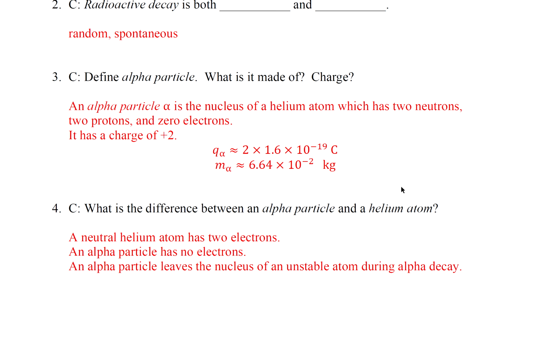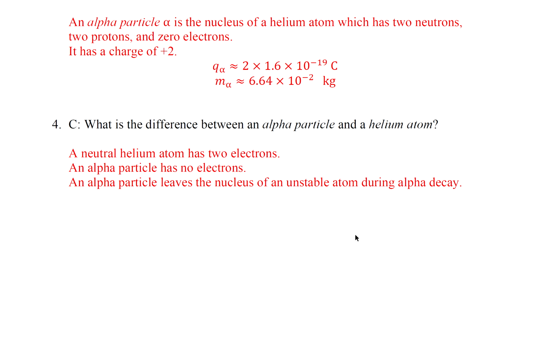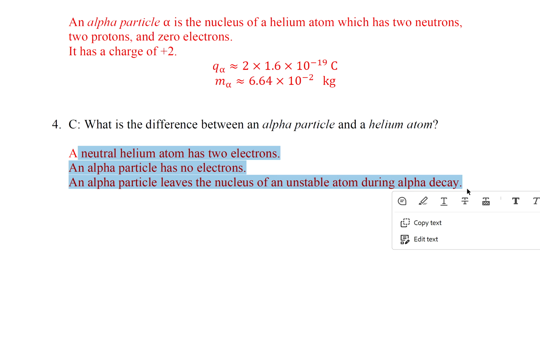A common mistake is saying an alpha particle is a helium atom. No, it's the helium nucleus. Question 4. What is the difference between an alpha particle and a helium atom? A neutral helium atom has 2 electrons. An alpha particle has 0 electrons. An alpha particle leaves the nucleus of an unstable atom during alpha decay.